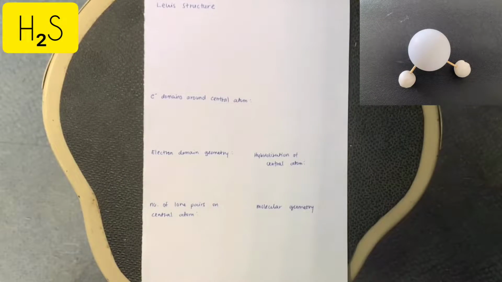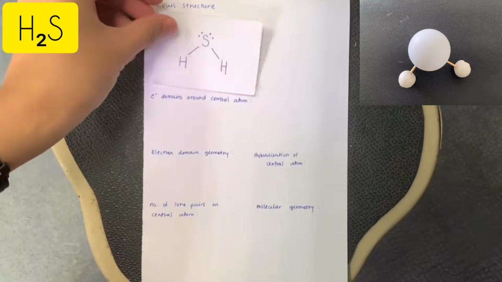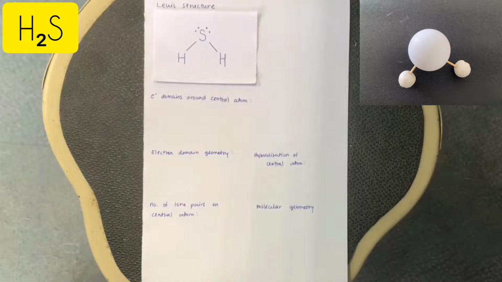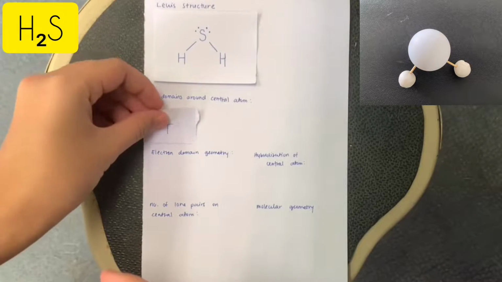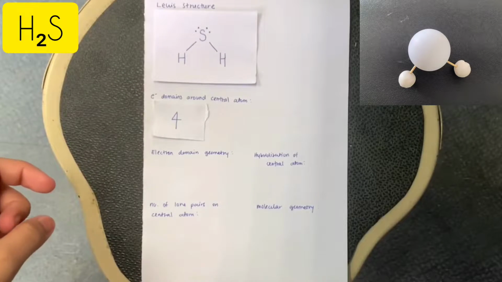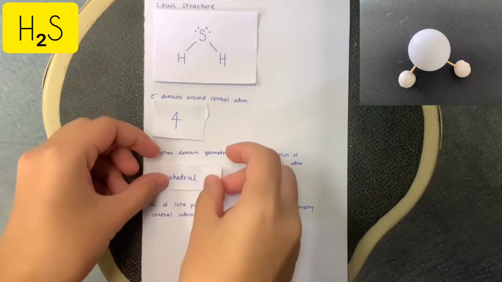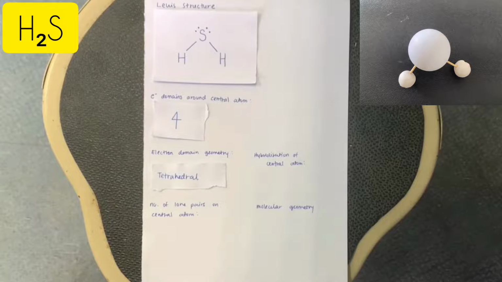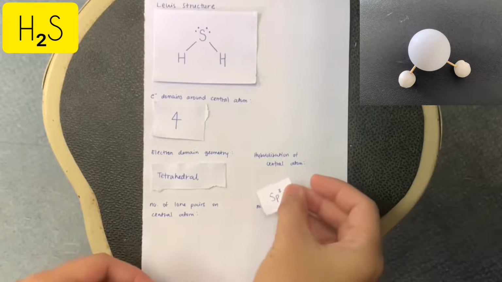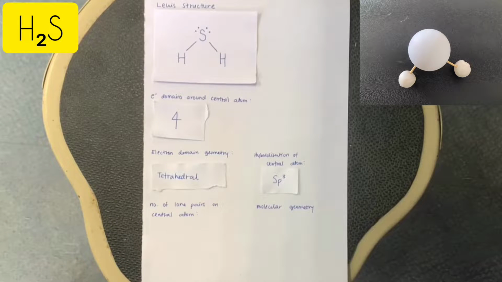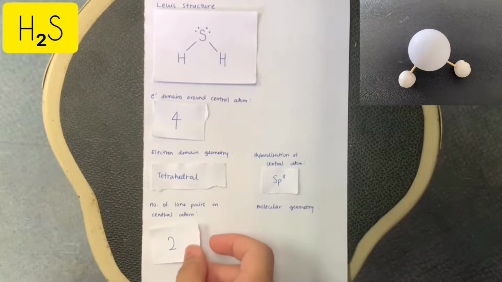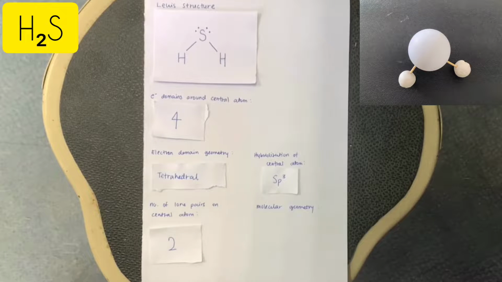The structure for H2S is: there are 4 electron domains around the central atom. The electron domain geometry for H2S is tetrahedral. The hybridization of the central atom is sp3. The number of lone pairs on the central atom is 2. The molecular geometry for H2S is bent.